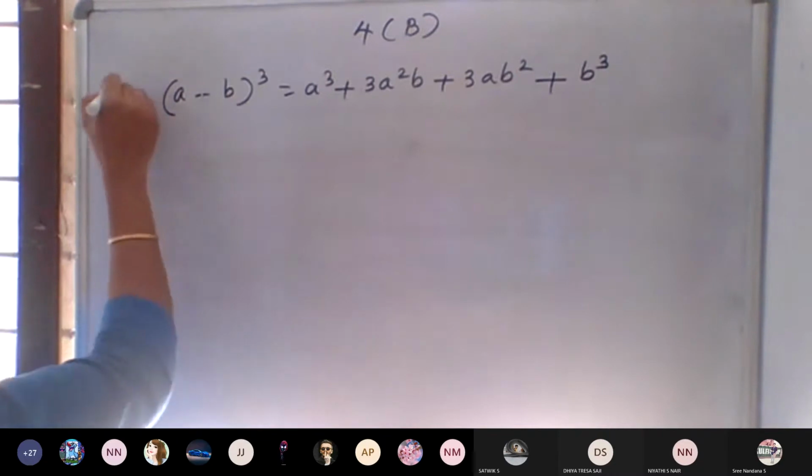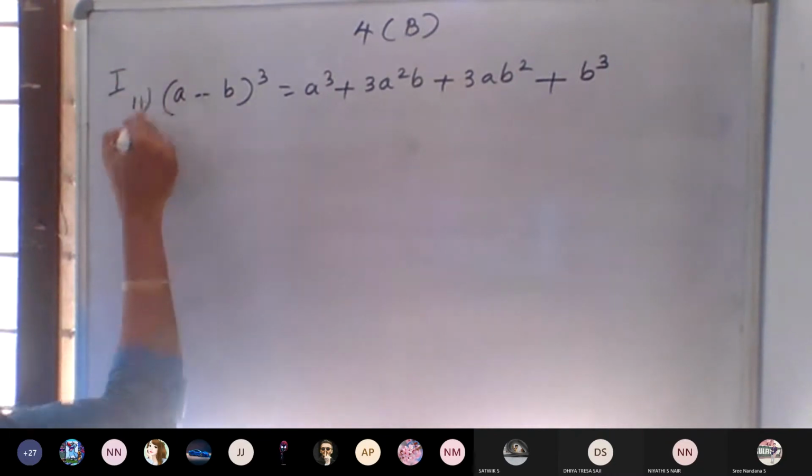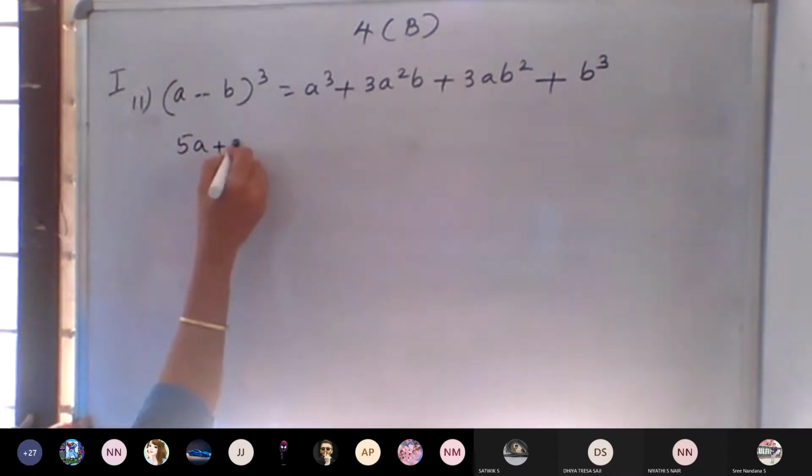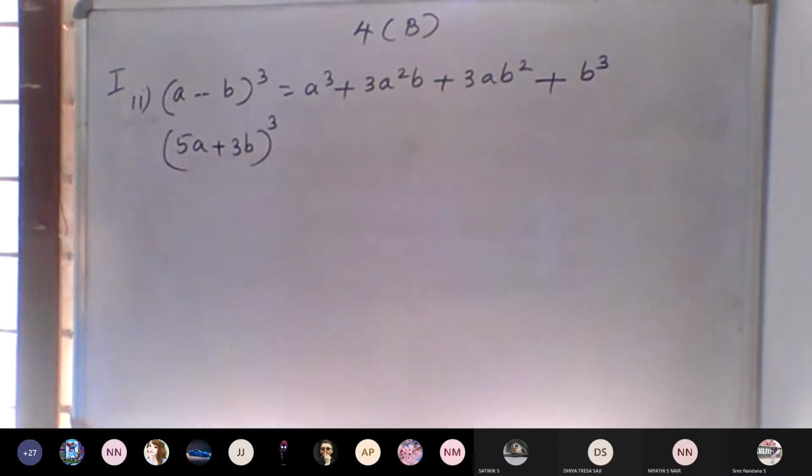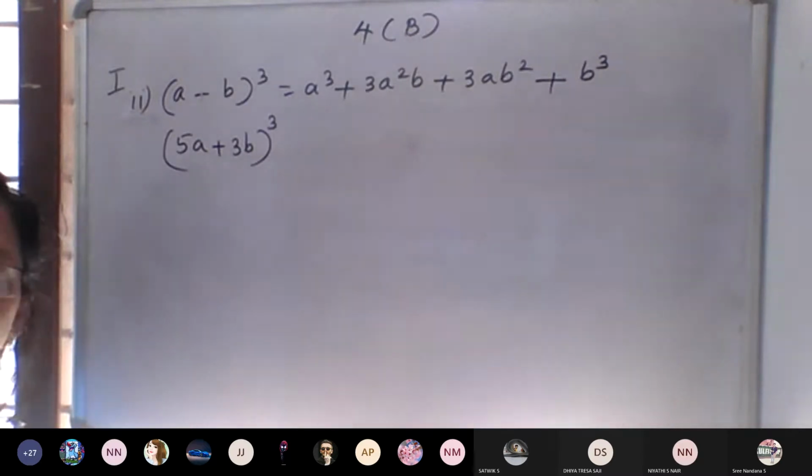First set, second one. (5a plus 3b) the whole cube we have to find out. So write a is equal to 5a, b is equal to 3b. Do it. I will not do it, do it yourself. I will write only the answer. Any doubt, please ask me.